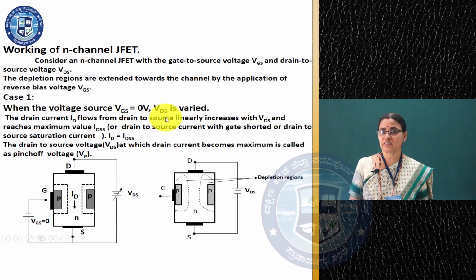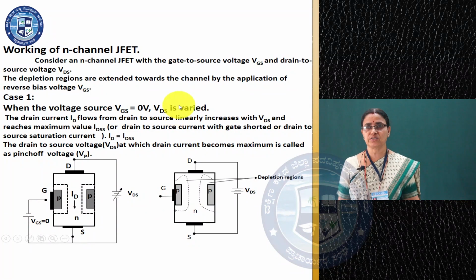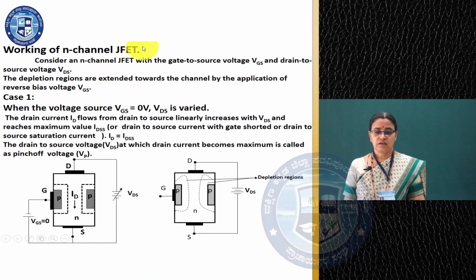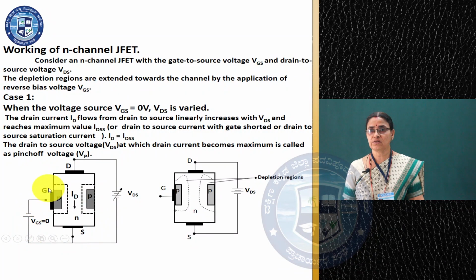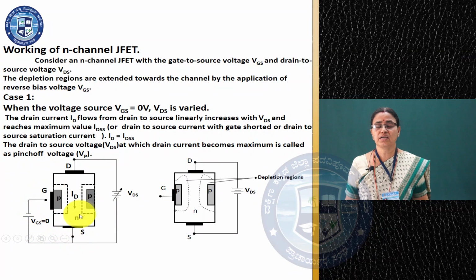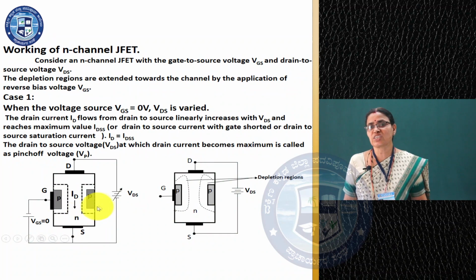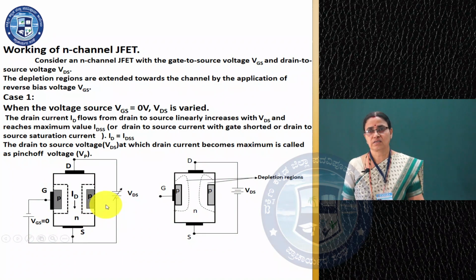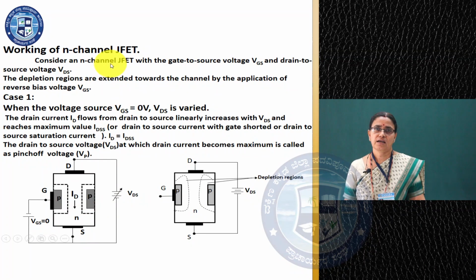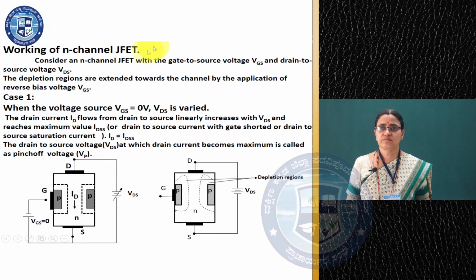Working of N channel JFET, it is very important for the final examination. 3 marks question. Now VDS is connected to drain and source and VGS is connected to gate and source. So here you have to remember VGS is reverse bias to the gate. Here there are two cases. Case 1, VGS is equal to 0 and VDS is varied.